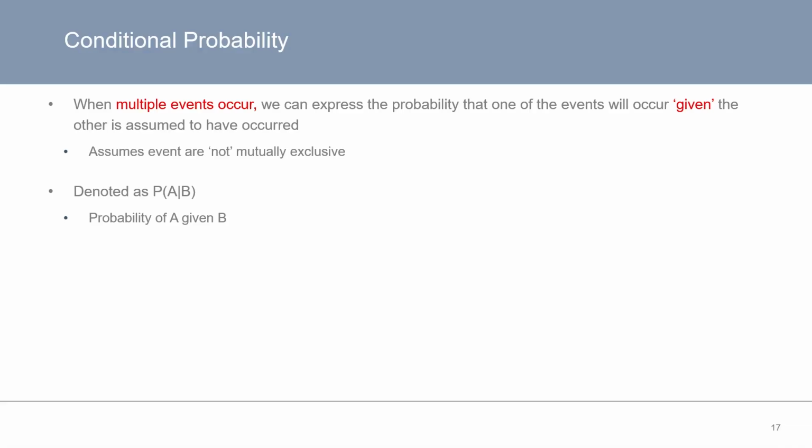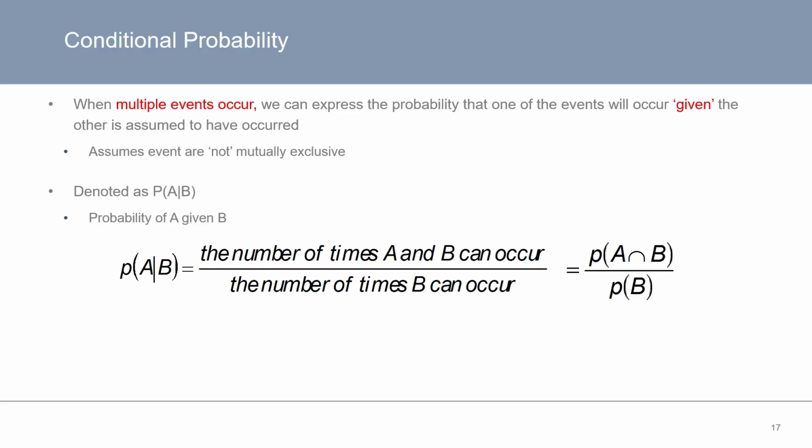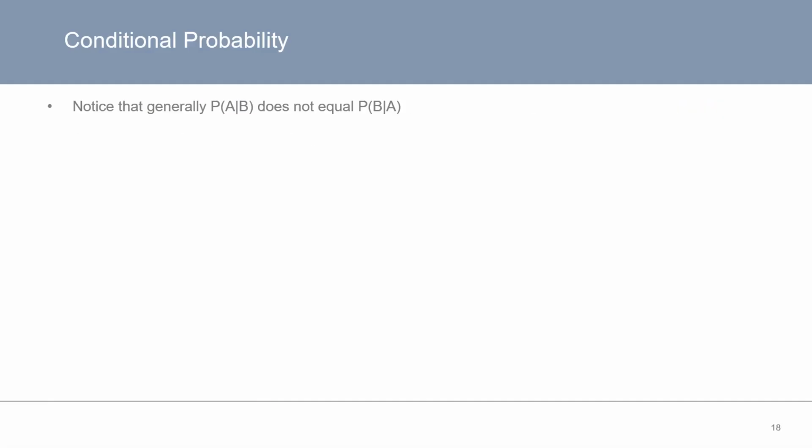We can denote conditional probability using this syntax, probability of A given B. We can calculate this as being the number of times that both A and B can occur, divided by the number of times that B can occur. Similarly, we can calculate the probability of B given A as the probability of B and A occurring at the same time, divided by the probability of A. Note that if the probability of B and A was ever 0, in other words they were mutually exclusive, this conditional probability would also be 0. However, note that generally the probability of A given B does not automatically equal the probability of B given A.